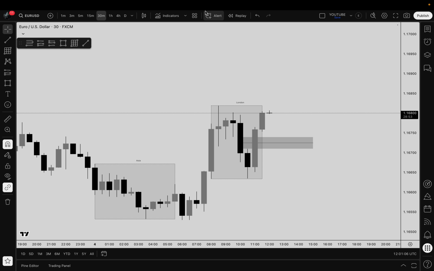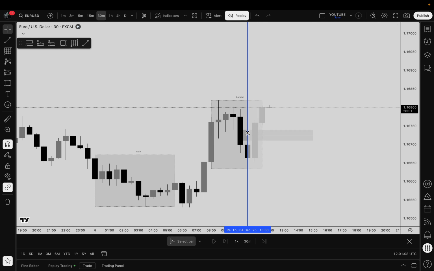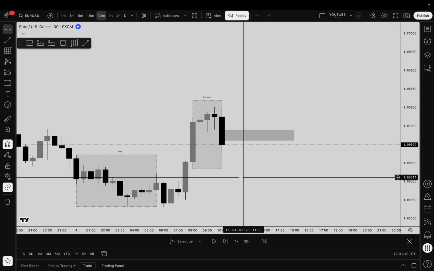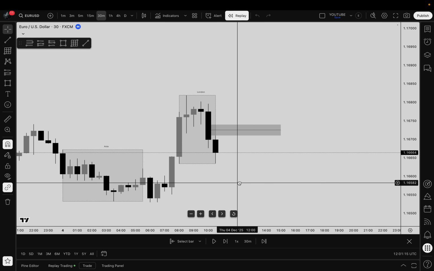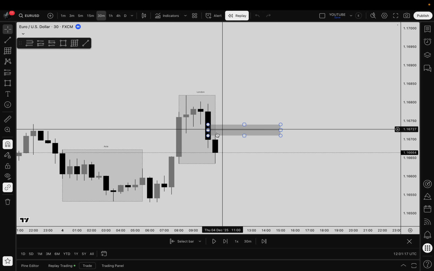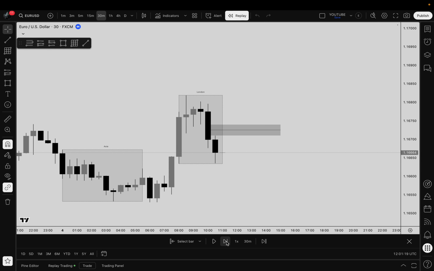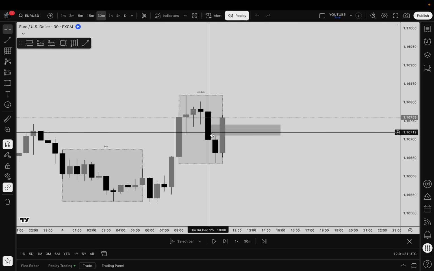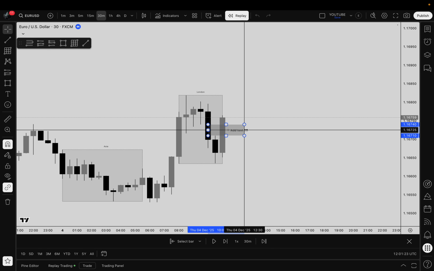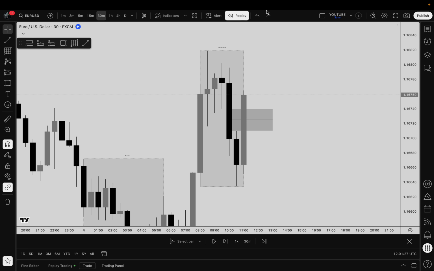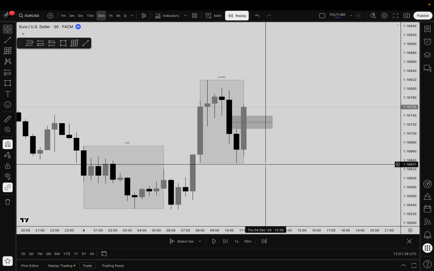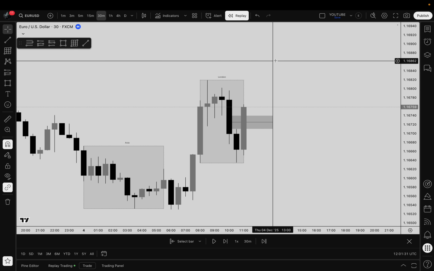If I quickly go into replay mode and do this, it's left this fair value gap behind, but has evidently just run through it. Okay, so it's not respected this imbalance or fair value gap, whichever you want to call it, in the market. It's run through and it's going to continue going up. So this is an extra confluence for us to look for buys.